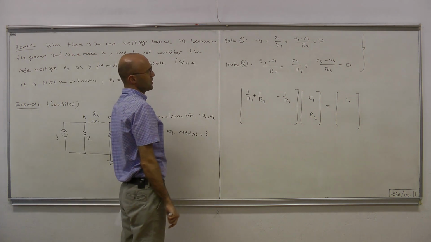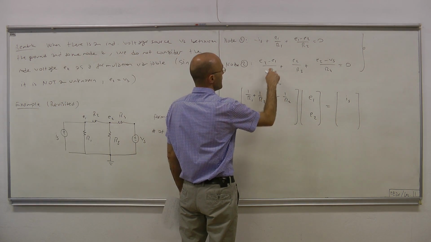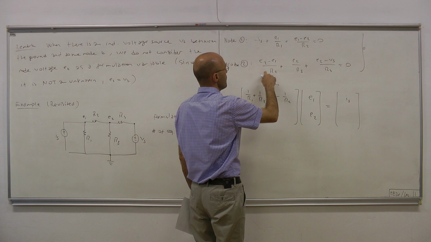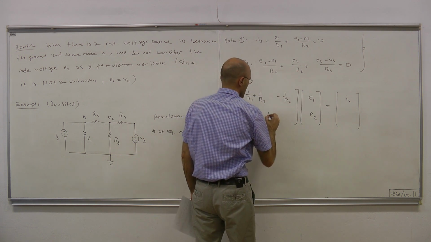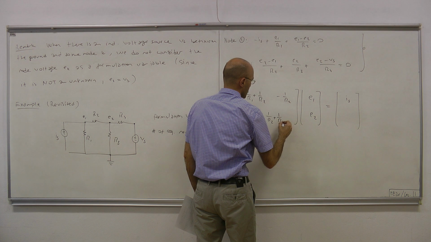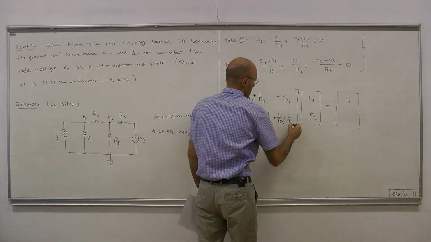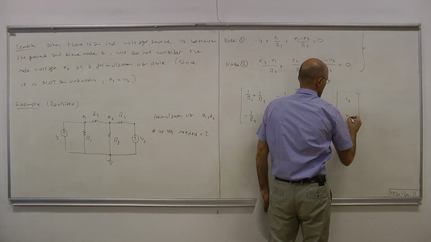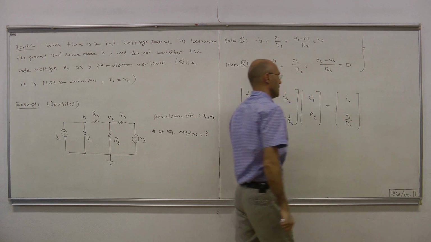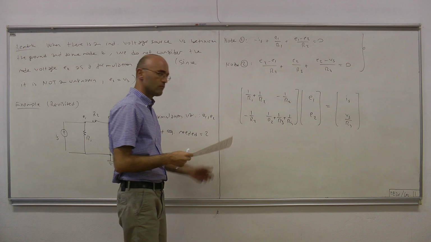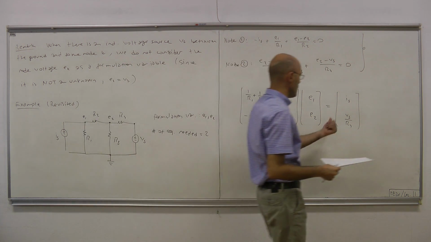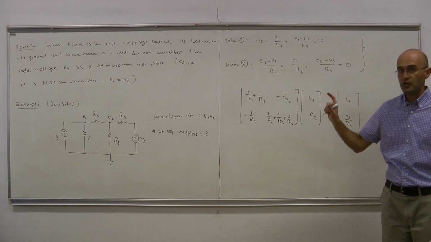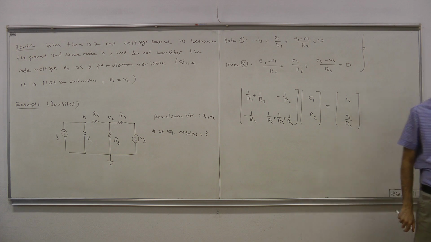For the second row, we look at the second equation. For E1, we have minus 1 over R2. For E2, we have 1 over R2 plus 1 over R3 plus 1 over R4. And this thing we throw to the other side because it's known. So we have Vs over R4. Okay. So that's how we treat cases with voltage sources if the voltage source is between ground node and some other node.